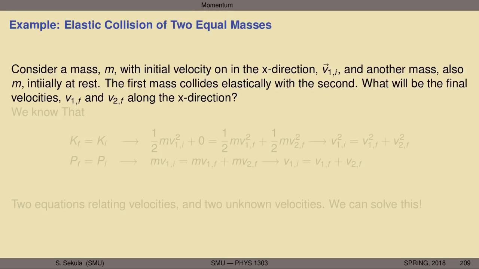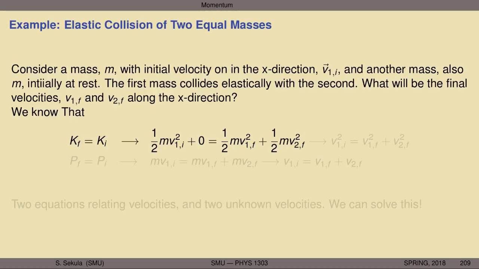The first mass collides elastically with the second. What I mean by that is that momentum is conserved, but also kinetic energy is conserved by this collision. So what would I predict will be the final velocities, v1 final and v2 final, along the x direction? Well, we know a couple of things. For instance, we know that the kinetic energy shouldn't change with time. Whatever the total kinetic energy was at the beginning, that will be the total kinetic energy at the end. Well, the kinetic energy at the beginning is just the kinetic energy of the first mass. The second mass has none. It's not moving. The total kinetic energy at the end, well, we don't know what the velocities are going to be. So it's going to be 1/2 mv² plus 1/2 mv². It's going to be some sum like this.